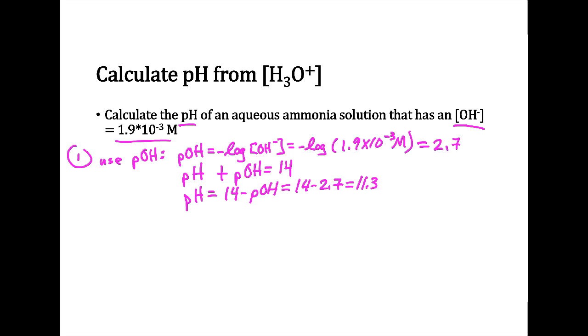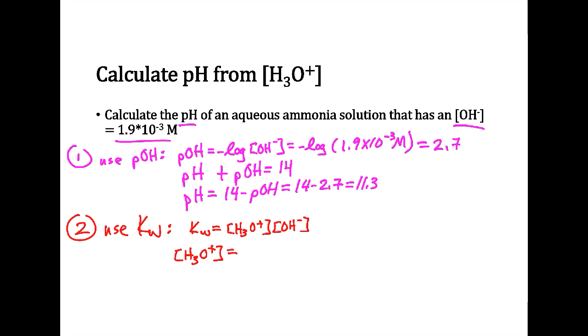The other way that you could solve this problem would be to use Kw. And again, you'll get the exact same answer. So here, where you'd start out is you'd say, all right, I know that Kw is equal to H3O plus times OH minus. Well, in this case, we know the hydroxide concentration. So we're going to be solving for the hydronium concentration. So we can say that the hydronium concentration, H3O plus, is equal to Kw over OH minus.